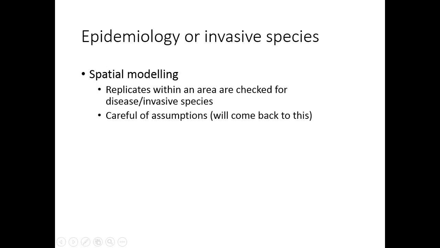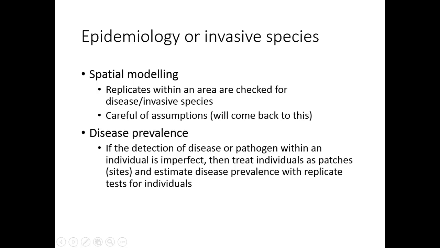Occupancy data are useful for epidemiology or invasive species, where replicates within an area are checked for disease or invasive species. Pay careful attention to the assumptions for this kind of work. If the detection of the disease or pathogen is imperfect within an individual, then treat individuals as patches and estimate disease prevalence with replicate tests for individuals.